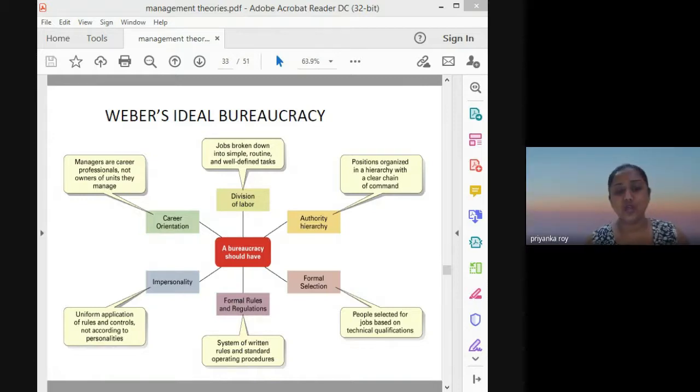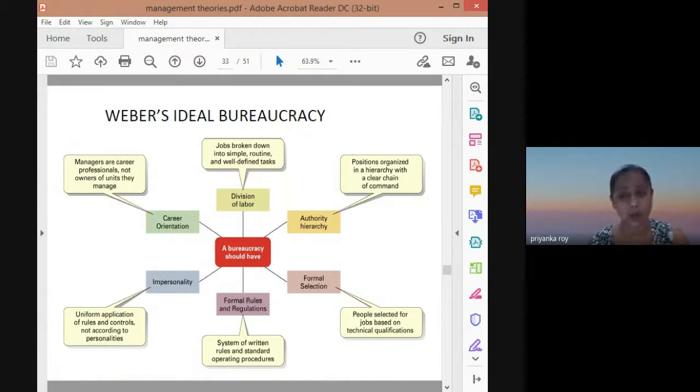Bureaucracy should have division of labor, authority hierarchy, formal selection, formal rules and regulations, impersonality, uniform application, objectivity towards your employees, and career orientation. Division of labor means the job is broken down into simple, routine, and well-defined tasks. Authority hierarchy means positions are organized in a hierarchy with a clear chain of command.